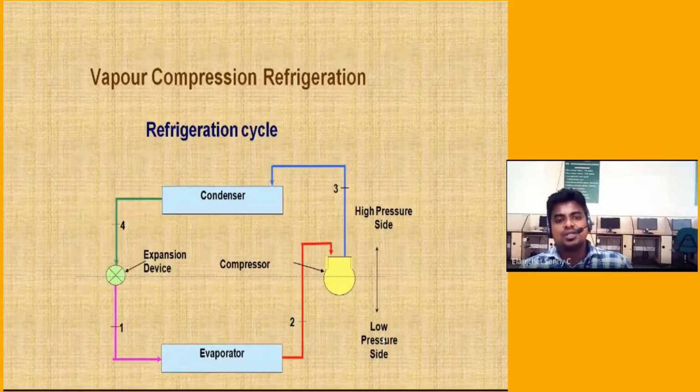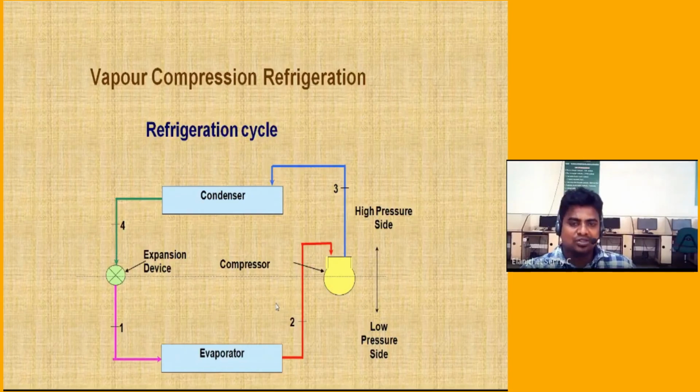This layout is a simple layout of a vapor compression refrigeration cycle. As you can see, this particular layout is divided into two parts: the high pressure side and the low pressure side. The components that are present above the compressor can be differentiated as the high pressure side, and the evaporator side is the low pressure side.